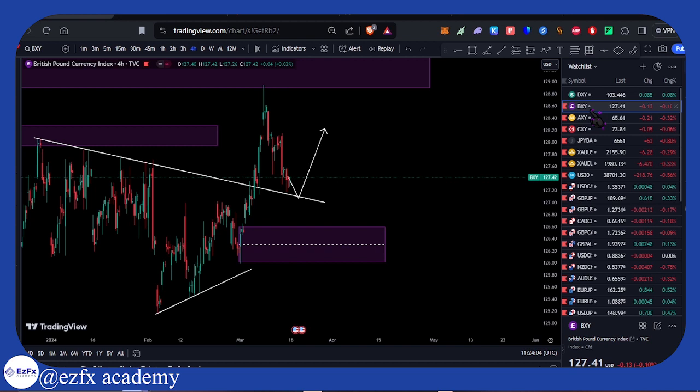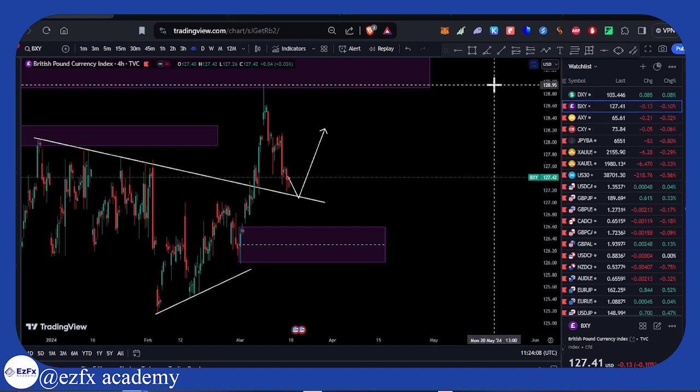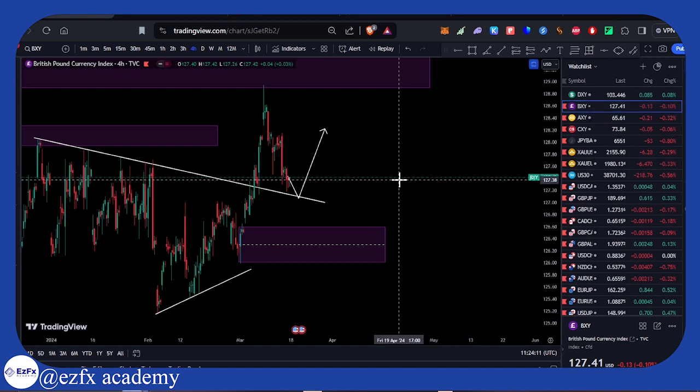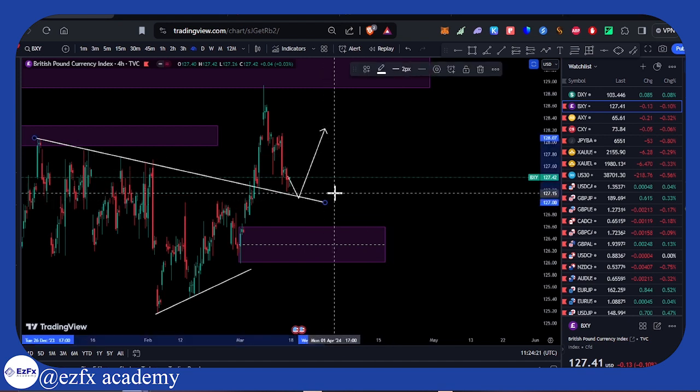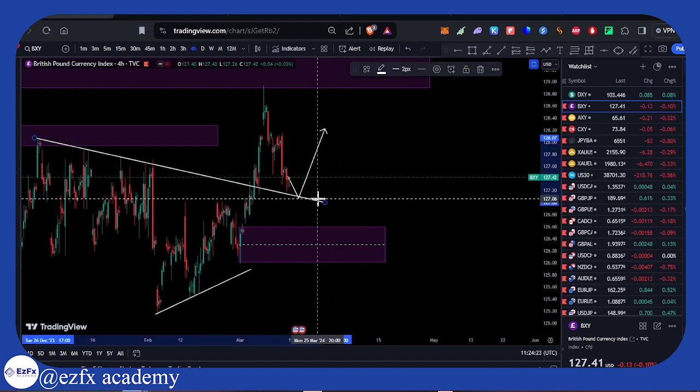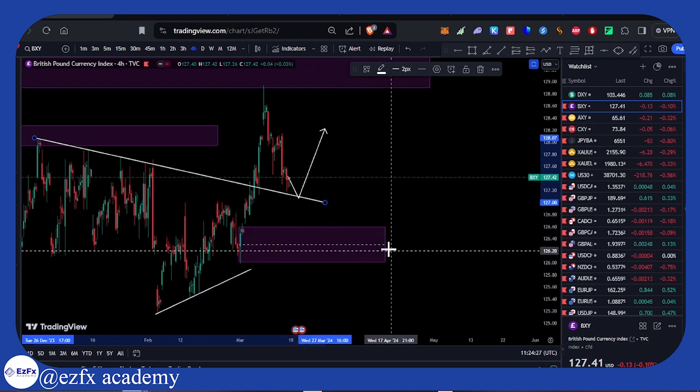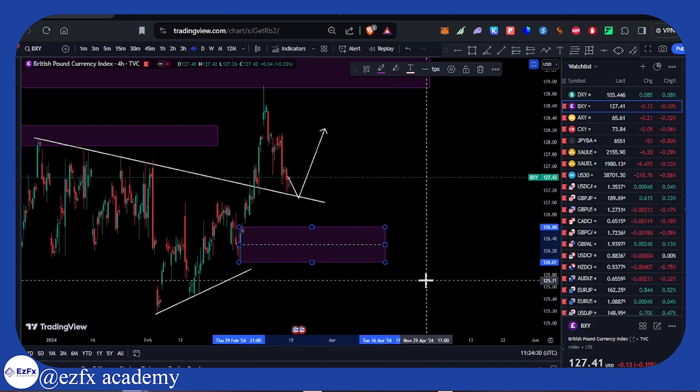Next up, let's look at BXY, which is the Great British Pound currency index. As you can see here, I'm expecting some strength from BXY during the course of this week. However, I want to watch out for some probabilities. First off is this trend line that I've already marked out here. So it's one of two things for me. If I get to see this trend line being broken, then my next lookout would be this zone around 126.60 and 126.01.